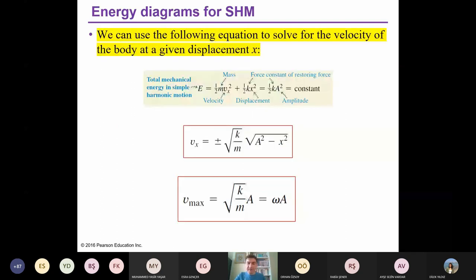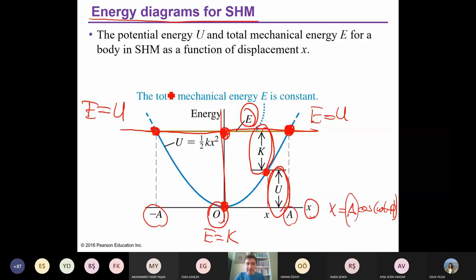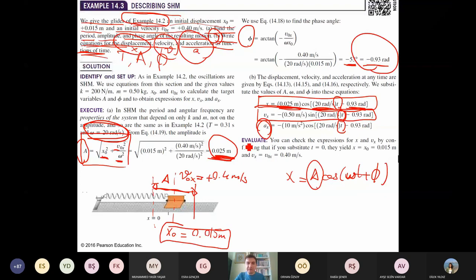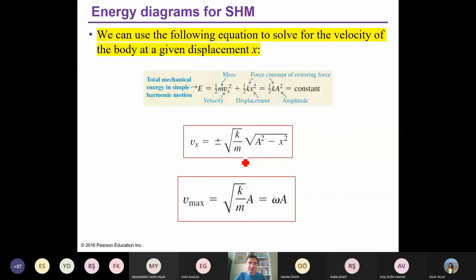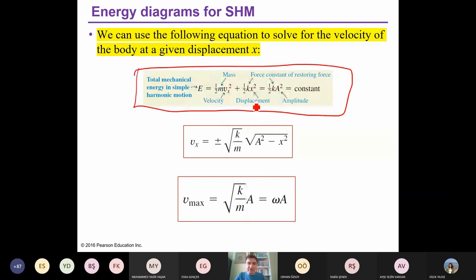Let me discuss Vx as a function of x, the velocity of the glider. Vx changes as a function of x, as a function of time. So how do we calculate Vx as a function of position? We can use this expression, okay? Just solve this equation for the velocity, then you can calculate the x velocity.